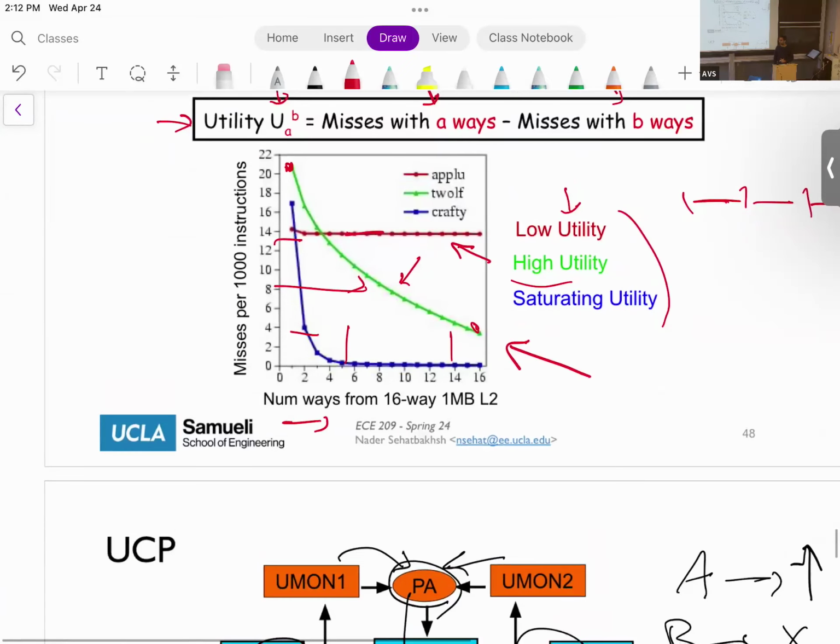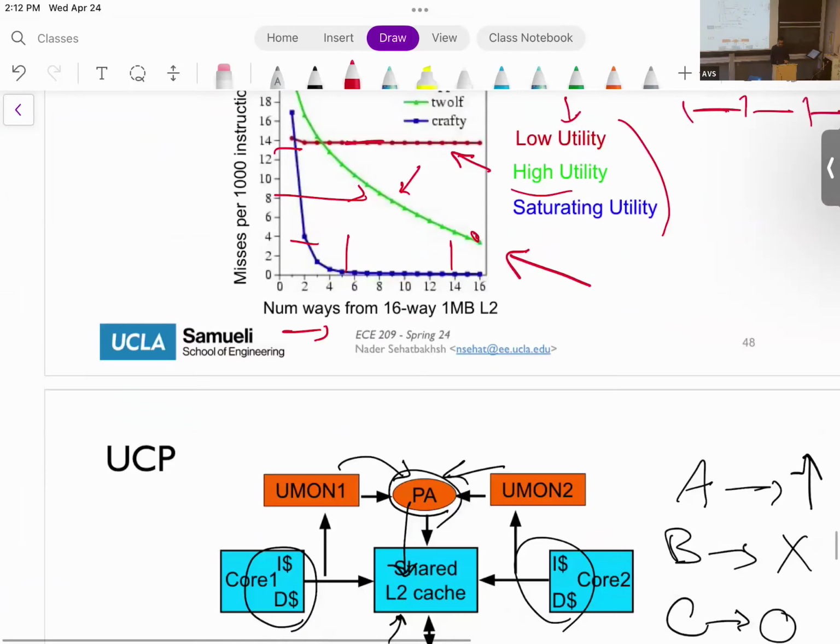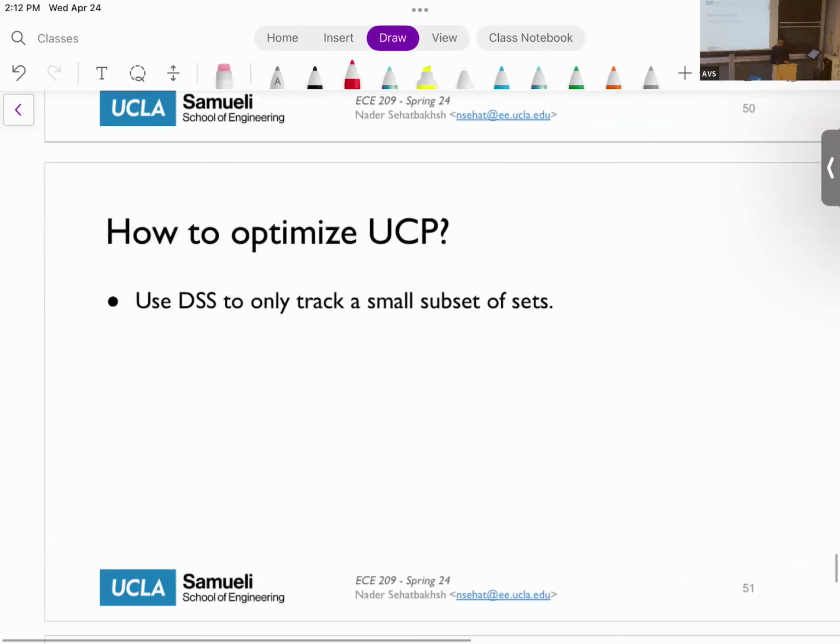In order to make this reasonable, we cannot do this for every single set. So what do we do? We use the same trick that we used many, many times in this lecture, and that's dynamic set sampling. We're just gonna choose a subset of the sets, and then apply this auxiliary tag and this monitoring for only that subset, okay?